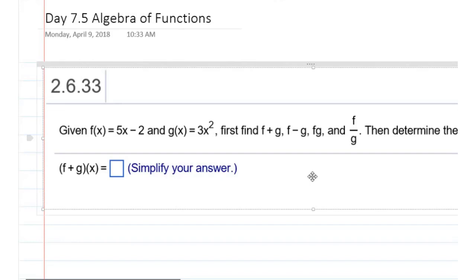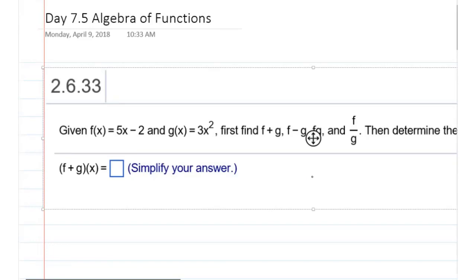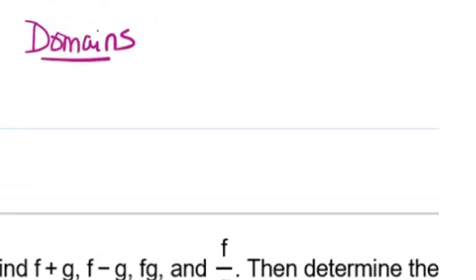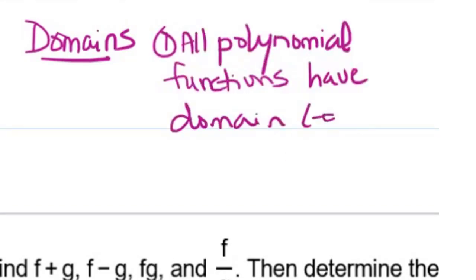What we're asked to do in this first exercise is to find the sum, difference, product, or quotient of two functions and then determine the domain of the function. When we have to determine domains, there's three things that I want you to keep in mind. So when you're thinking about the domain of any function, even if you're not adding and subtracting them, you want to keep in mind, number one, all polynomial functions, their domain is negative infinity to infinity, or you can write that as a bold R, all real numbers.